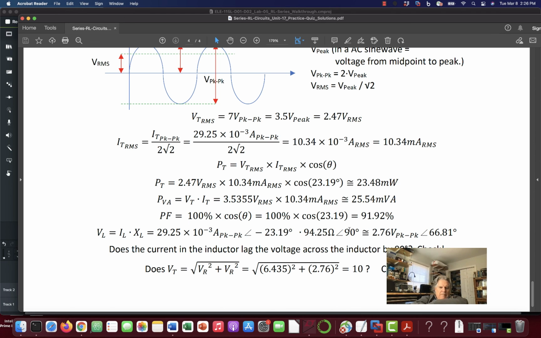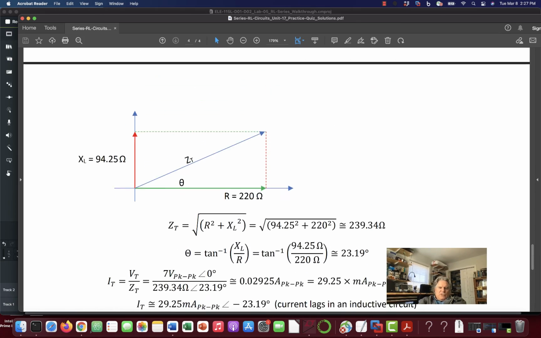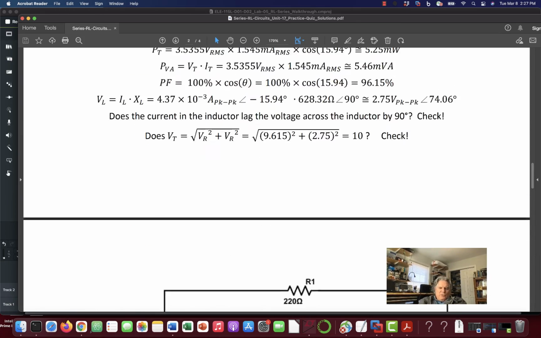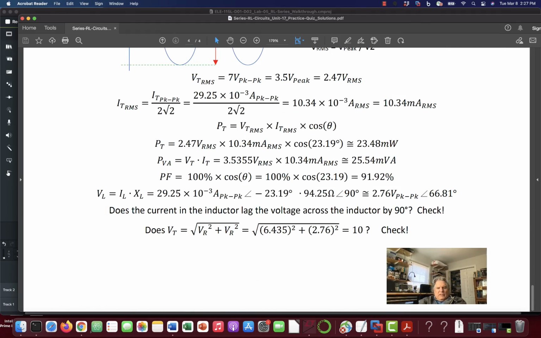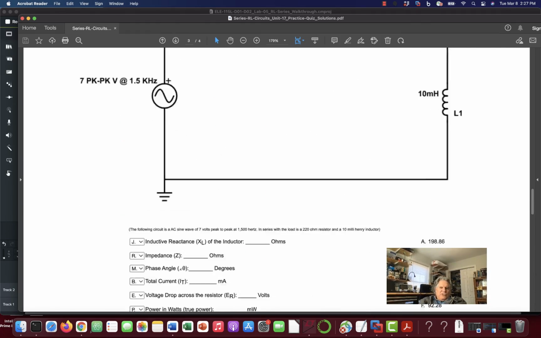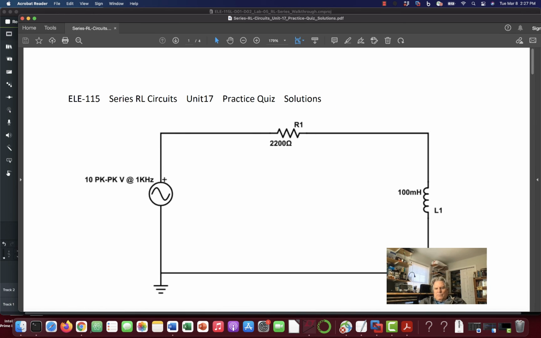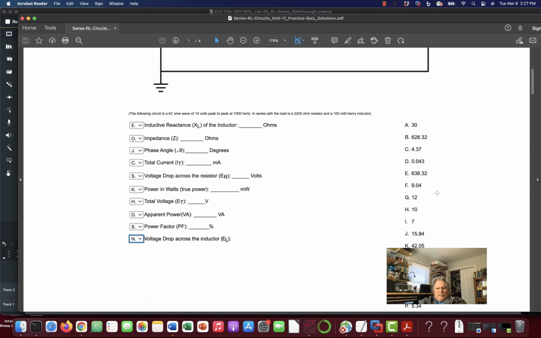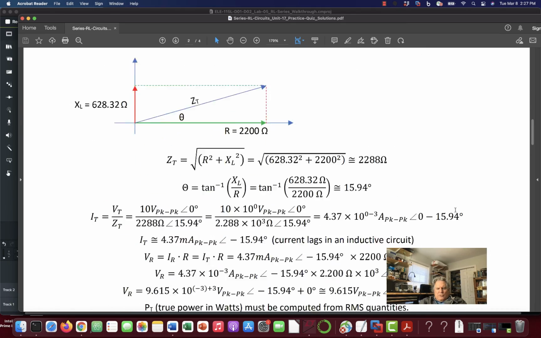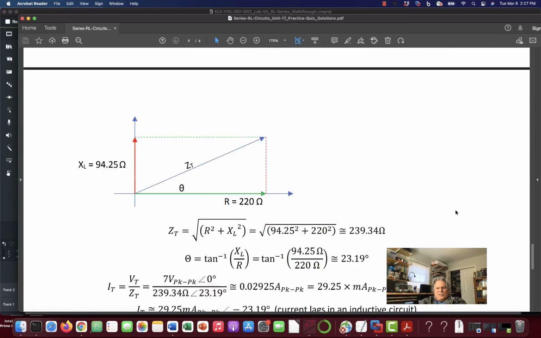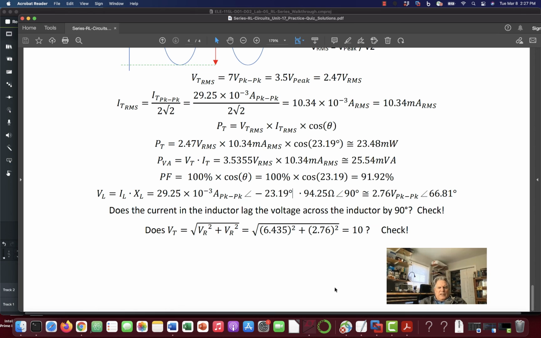And does our Pythagorean voltage test hold? Yeah: 6.435 squared plus 2.76 squared is equal to 10. So those are two examples of going through and calculating this stuff for RL series circuits, and I hope this helps somewhat. Like I said, I'll produce another one that looks at capacitive circuits before we do the lab on Friday.